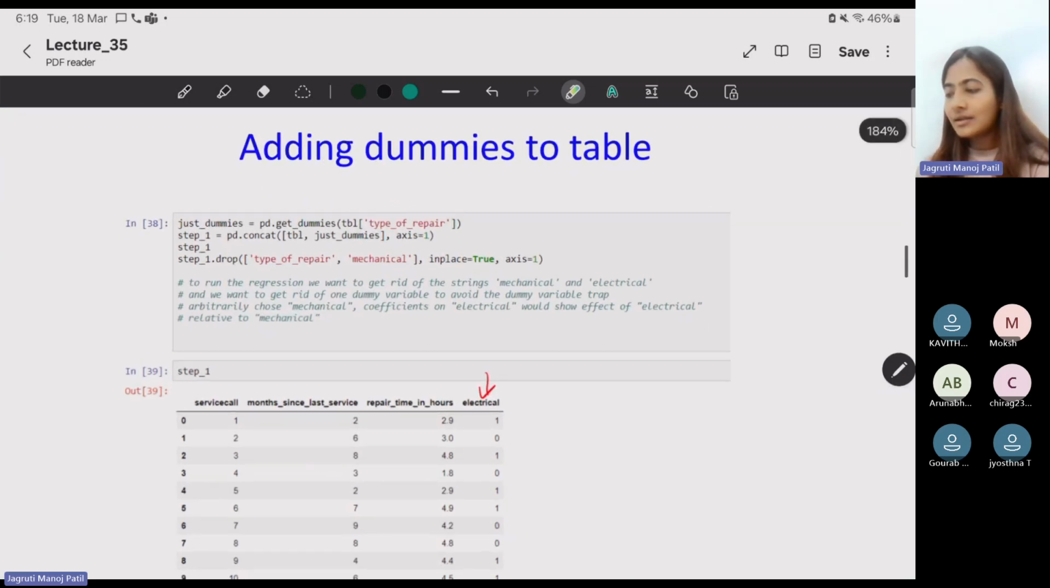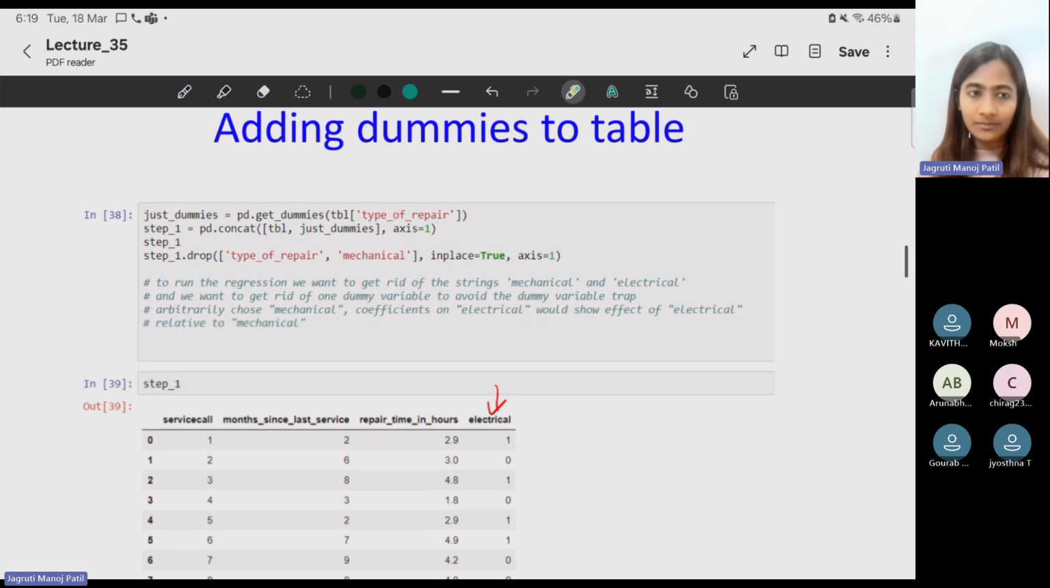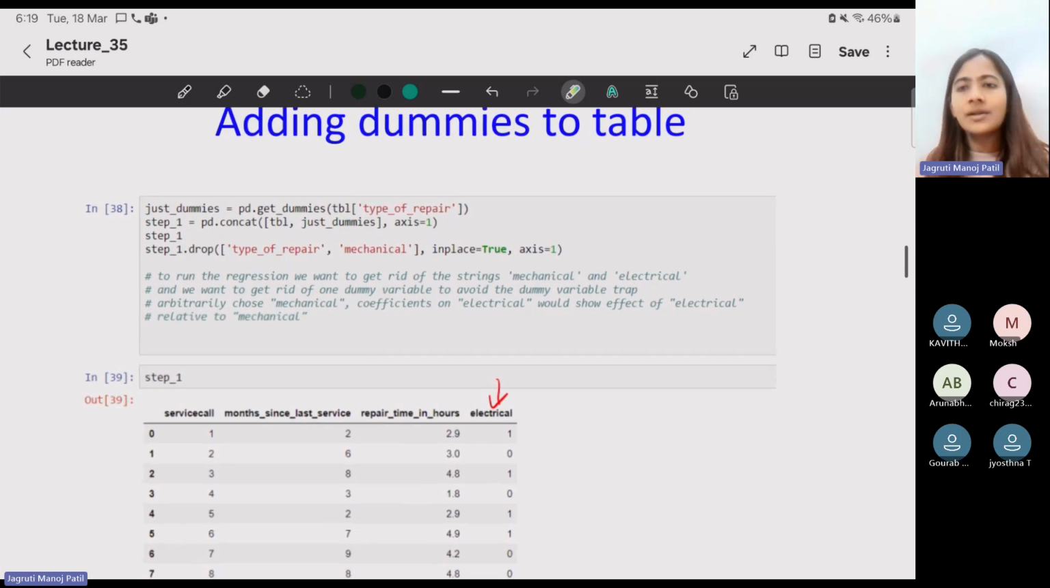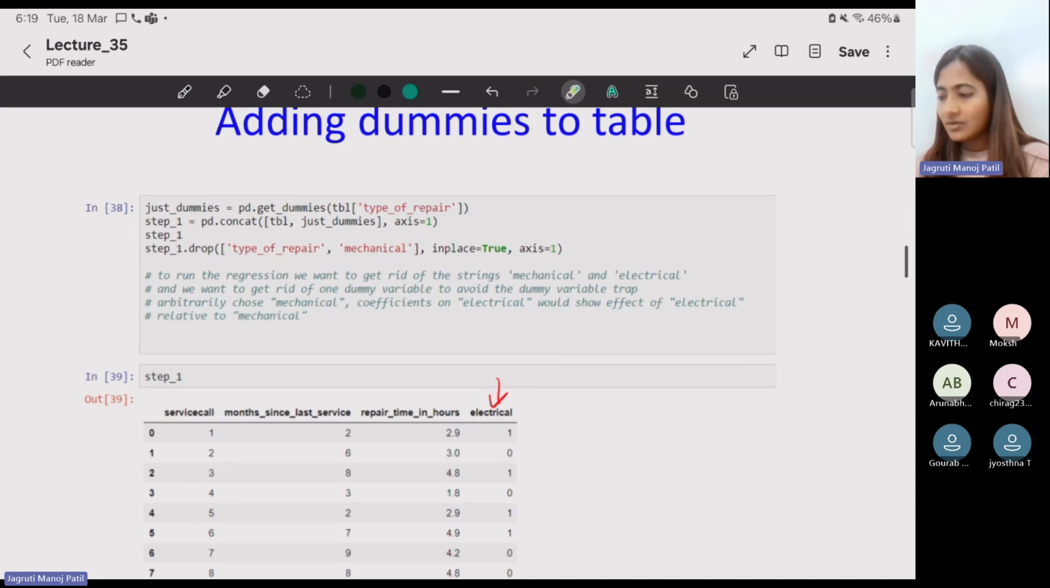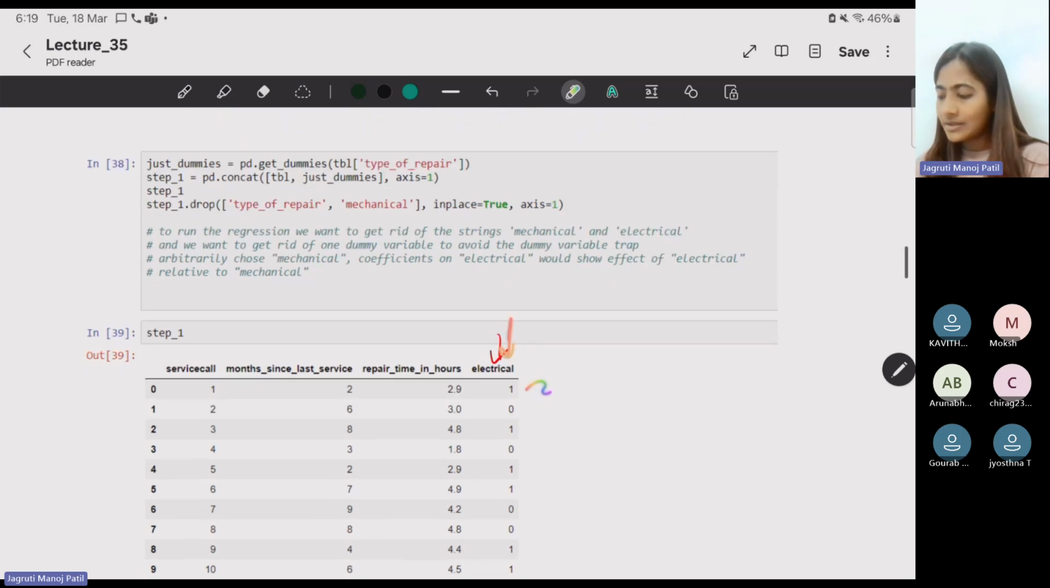Okay, so then we add the variables to the table. This is just to add something new, a variable, to the table that we have, or you can also say some constant string values. Here they have termed it as dummies. So that is how they add it: get_dummies to the table, which is nothing but the type of repair. Now we have successfully added this type of repair to our table, that is 0101, electrical or mechanical.